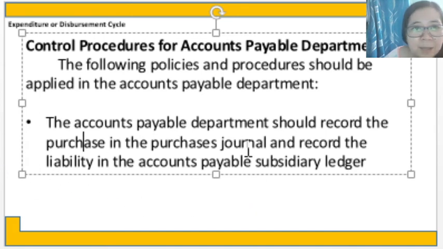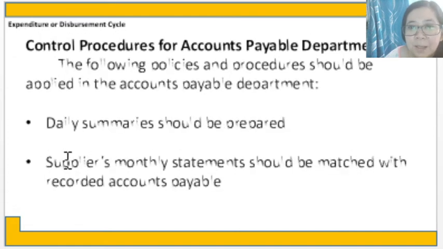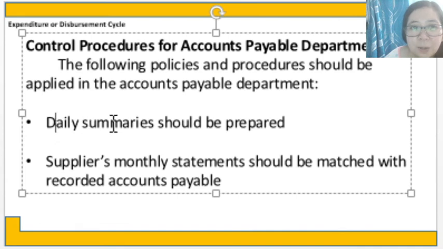So aside from that, the accounting department should also record the liability in the accounts payable subsidiary ledger for the specific vendor where such items were purchased. Another is there should also be daily summaries that must be prepared for the items or payables that were recorded for the day.